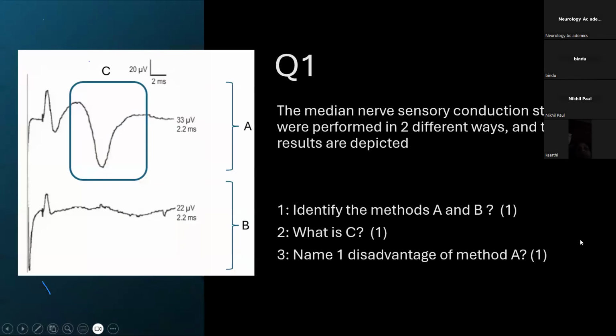The median nerve sensory conduction studies were performed in two different ways and the results are depicted. Identify A and B. What is that square marked as C? And name one disadvantage of method A. So these are the median nerve sensory conduction studies.